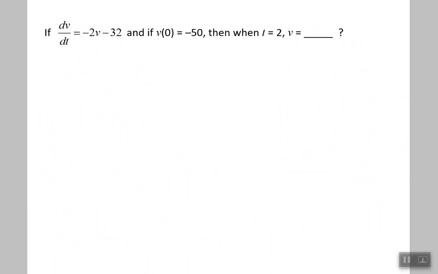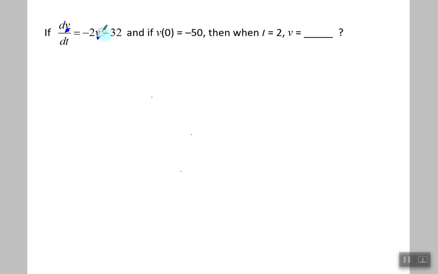Let's take a look at another example. If dv dt equals negative 2v minus 32, and if v of 0 equals negative 50, then when t equals 2, v equals what? Let's start by solving this differential equation. Notice that this side has dv and this side has v.